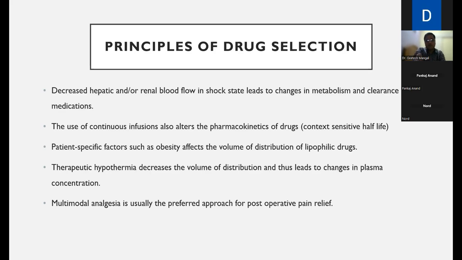So at the end of this topic about analgesia, multimodal analgesia is usually the preferred post-operative pain relief. We combine the pharmacological methods with other modalities like neuraxial blockade, peripheral and central neuraxial blockade like epidurals, to achieve adequate analgesia, combining the benefits of all the approaches and minimizing the side effects of the individual modalities. So that is the most preferred approach for post-operative pain relief.